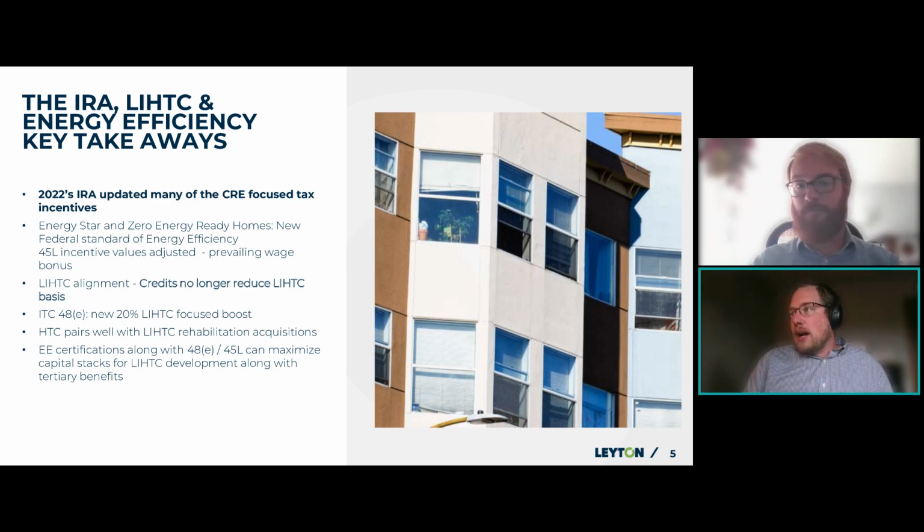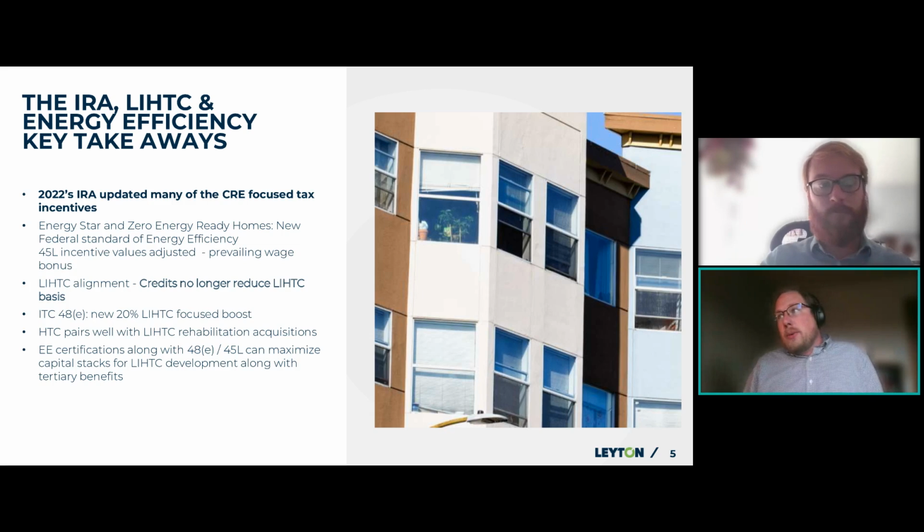So the IRA, LIHTC, and energy efficiency. These are the key takeaways we hope you take away with yourself today from our presentation. The Inflation Reduction Act passed at the end of 2022, and it earmarked $668 billion into the U.S. economy. Part of that legislation included a revamp of incentives that were focused on energy efficiency, clean energy investment, and real estate development. So we'll be talking along those lines today so that you have some familiarity.